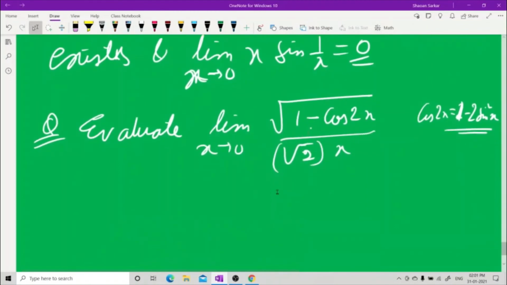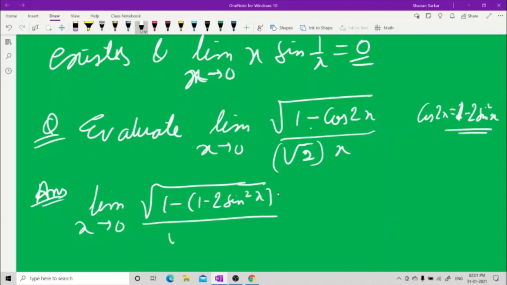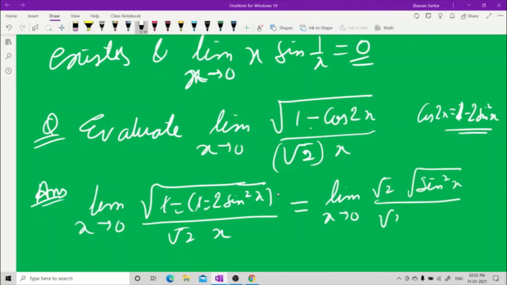Now, evaluate, they have said. So first, let us answer. This is the way you will do it. Limit x tending to 0. You will not start with left and right now. First, you will try to bring it in proper shape. 1 minus 2 sine square x upon under root 2 x. This is equal to, now see, limit x tending to 0, 1 and this one will cancel out, and this minus will make it plus. So you get under root 2 sine square x upon under root 2x.